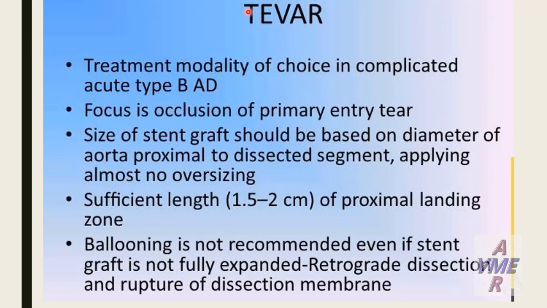So these are the instructions or some points of view for TEVAR. TEVAR is the modality nowadays in the treatment of complicated type B aortic dissection. The aim is to occlude the primary entry tear. The size should be based on the diameter of the aorta proximal to the dissected segment. We need a sufficient proximal landing zone of almost 2 cm. Ballooning is not recommended, even if the graft is not fully expanded, because of the risk of retrograde type A aortic dissection and the risk of rupture of the dissecting membrane. And we have also the size.